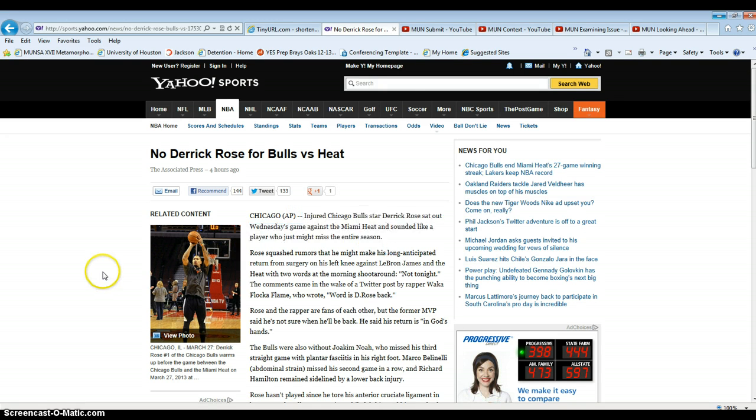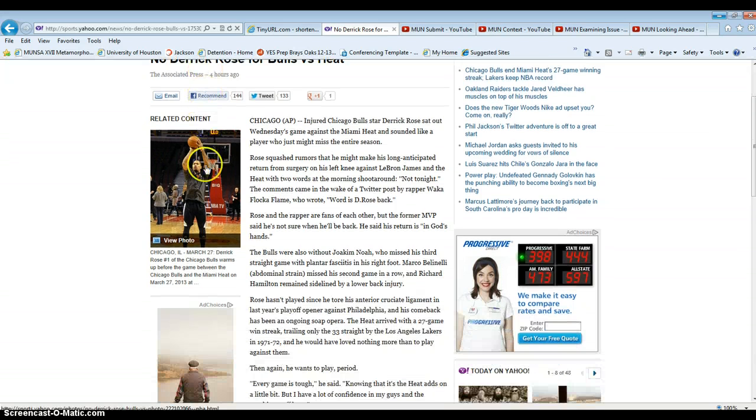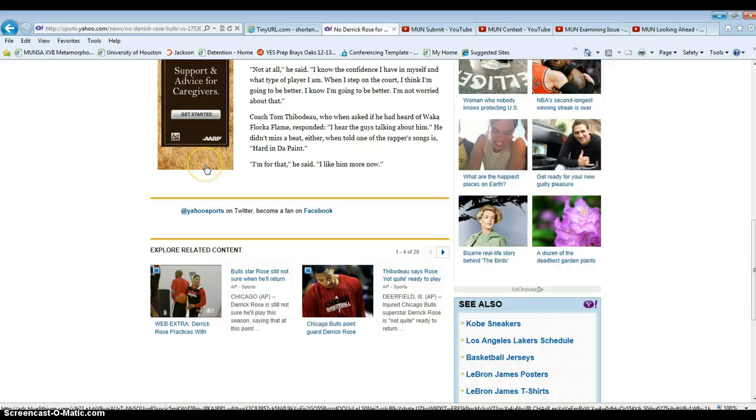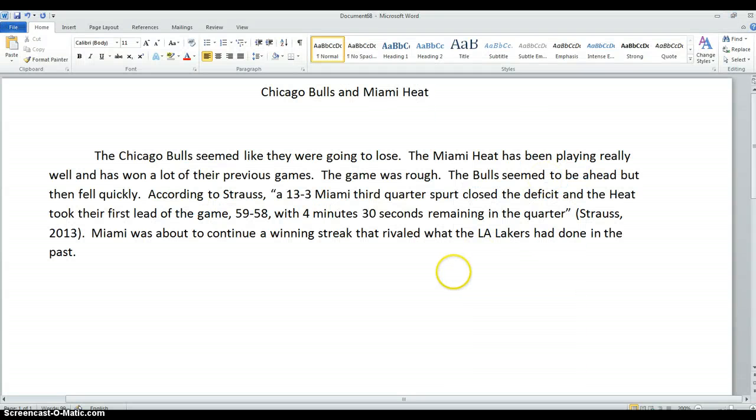We'll take that quote. We see that there's no author. It's the Associated Press, but it was written 4 hours ago, which was today. So that's 2013. So we'll go ahead and put this in. So Miami should have won. They had their players. Chicago was playing down.